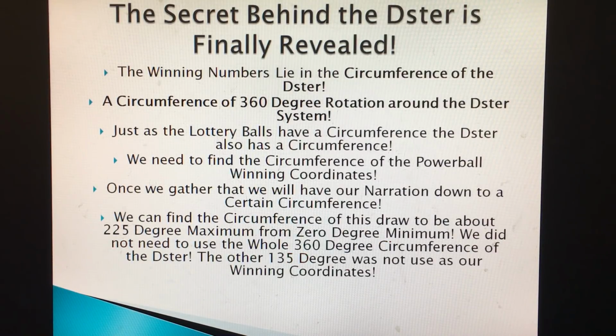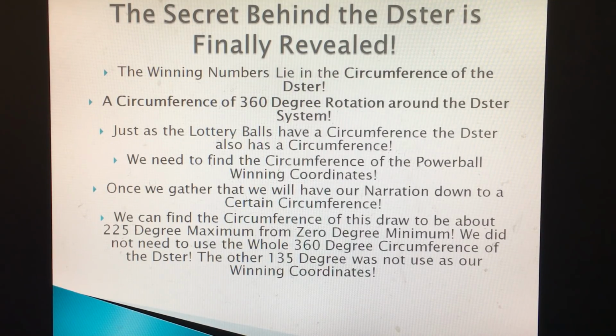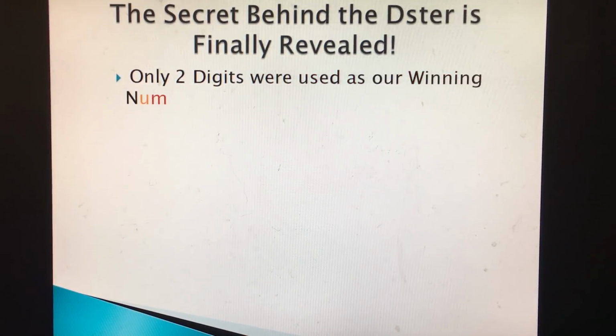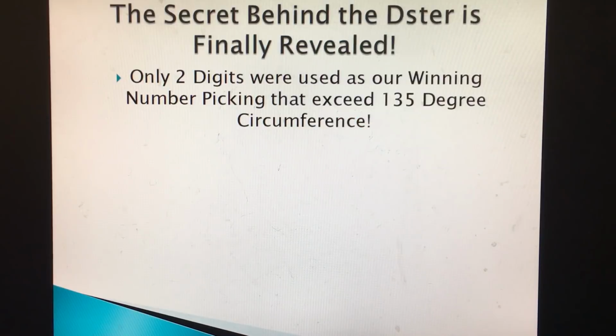We do not need to use the whole 360-degree circumference of the Dster. The other 135 degrees were not used as our winning coordinates. So now only 2 digits used in our winning numbers exceed 135. So those numbers were the only numbers that exceed 135 degrees.